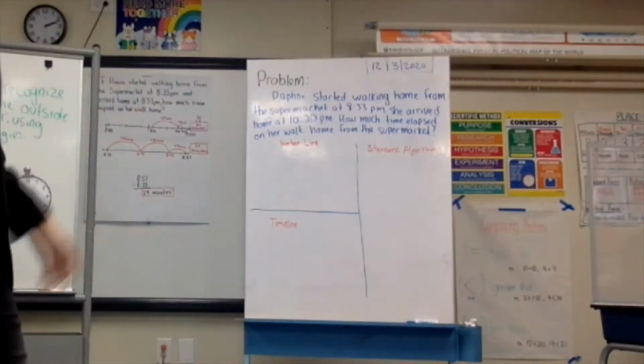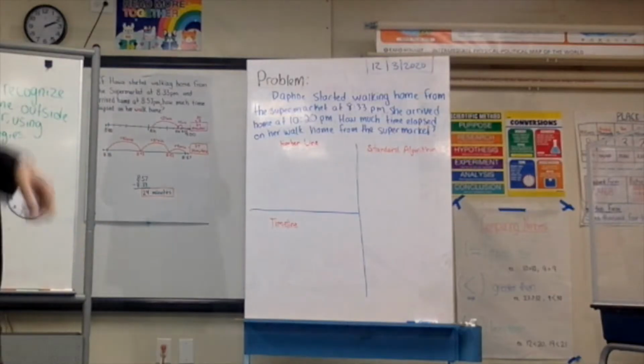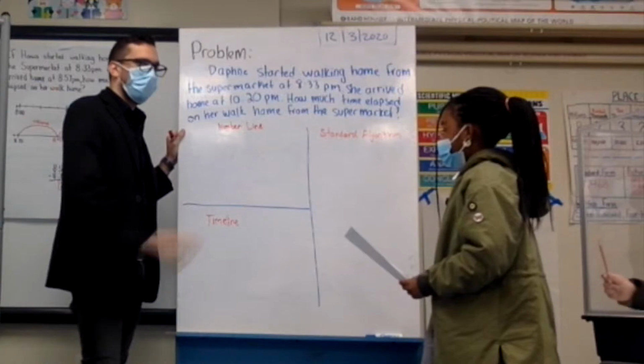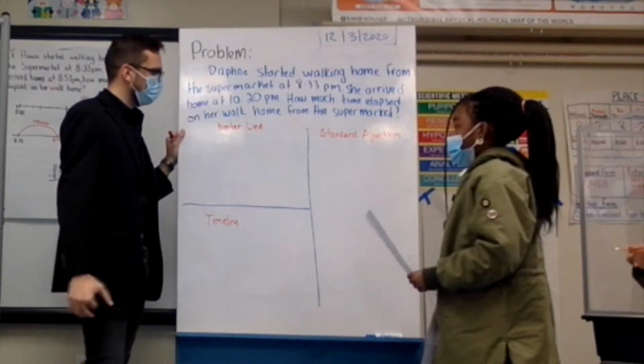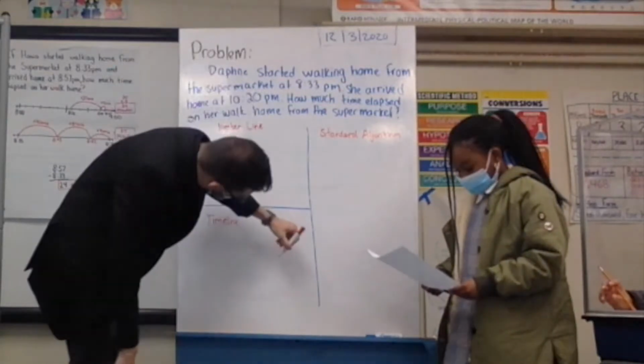So I was wondering, would you want to come up and explain maybe a strategy that you used? So which strategy did you use? I used the number line. I love how loud you are. Can you just face the class? I used the timeline. The timeline? Alright. So I'll make a timeline. How did you use this timeline effectively?